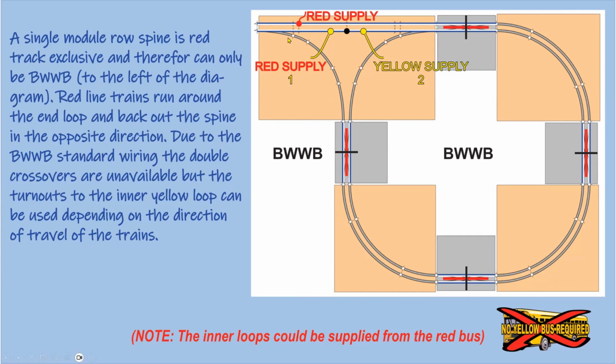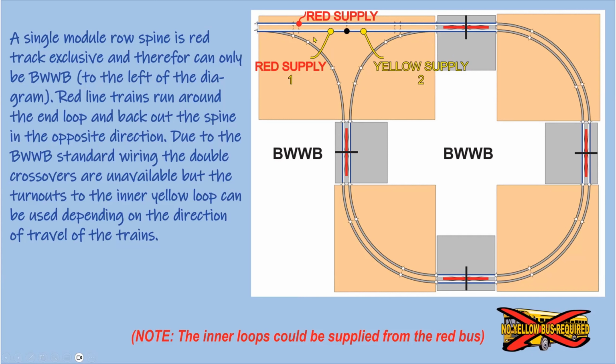Now, again, you can see here blue, white, white, blue on the inner loop. Trains can run straight through, but there's a bit of a problem. If your trains are running from left to right, they can go into the inner loop, but it would require a reverse maneuver to get back out.